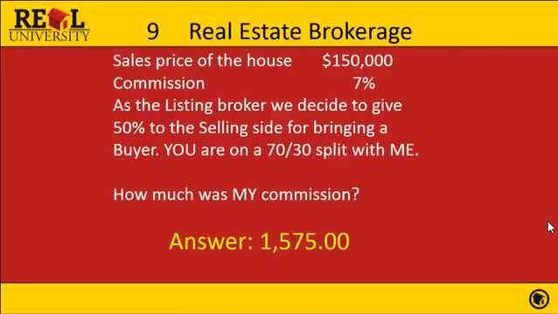So I asked you what was my commission. So I got the 30%. 36.75. Hope I did my math correct since this is actually on recording. 7% of 150 is 10,500. I keep half of that, which is 5,250. And then I got 30% of that. You get the 70%. That's why I just said you've got to answer the question I asked. So 30% of that 5,250. So the answer to the question is 1,575.